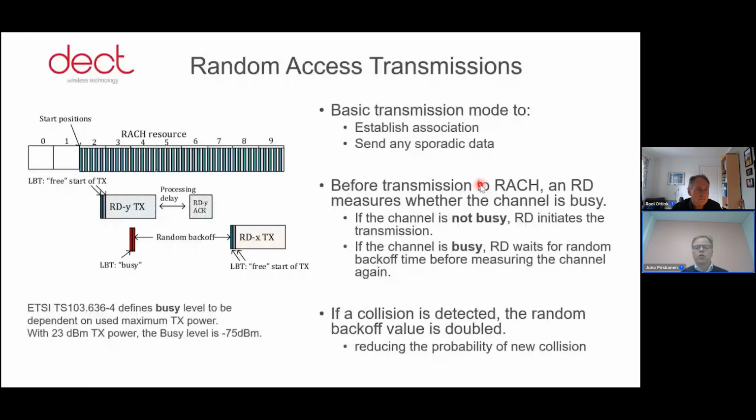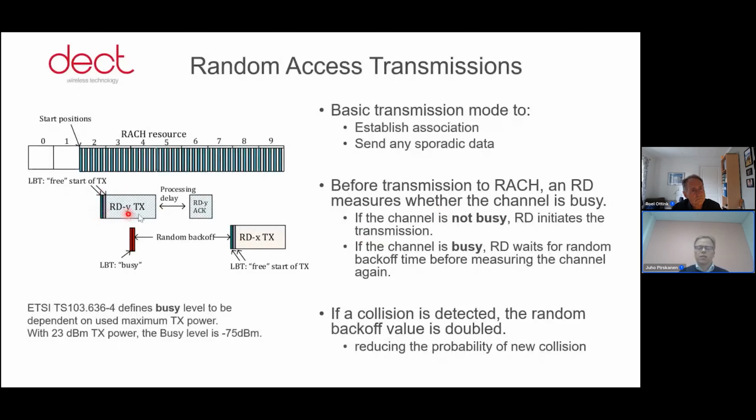Basically the random access works so that the FT is broadcasting resources where the random access is happening. So basically it's indicating that I'm now listening to you. You can transmit with the random access type transmission for me. And each device which is trying to transmit to the random access makes the LBT measurement before transmitting. So basically there's a short measurement or sensing period before transmitting.